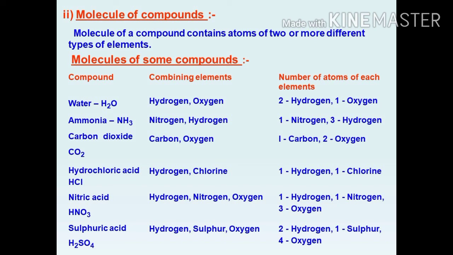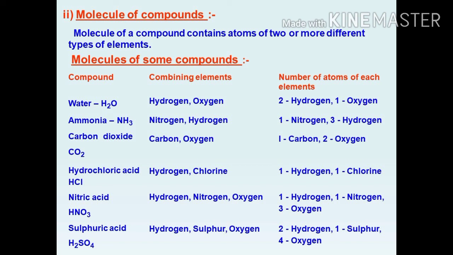Sulfuric acid. What's the chemical formula? H2SO4. Combining elements: hydrogen, sulfur and oxygen. Hydrogen 2, sulfur 1, oxygen 4. So these are the numbers of atoms found in the molecules of compounds. The molecules of a compound contain two or more different types of elements. In each example we saw different types of elements.